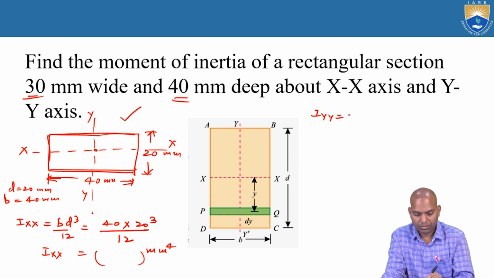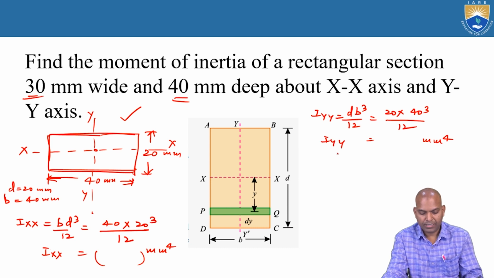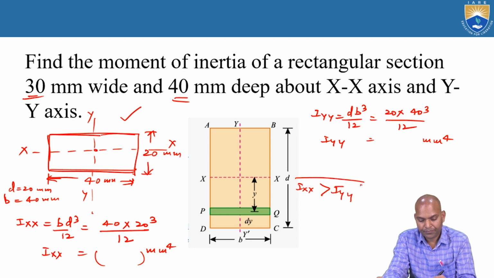Iy equal to db power 3 by 12. That is, what is D here? 20 times B, 40 power 3 by 12. So the value we obtain here is in units of mm^4. If you understand here, the value of Ix is greater than the value of Iy.